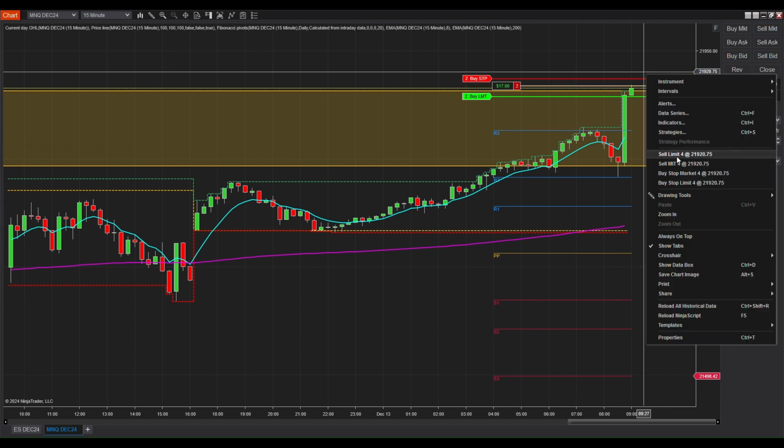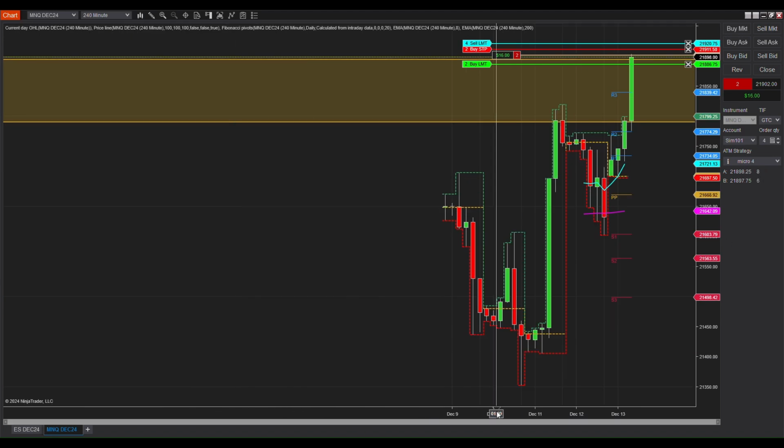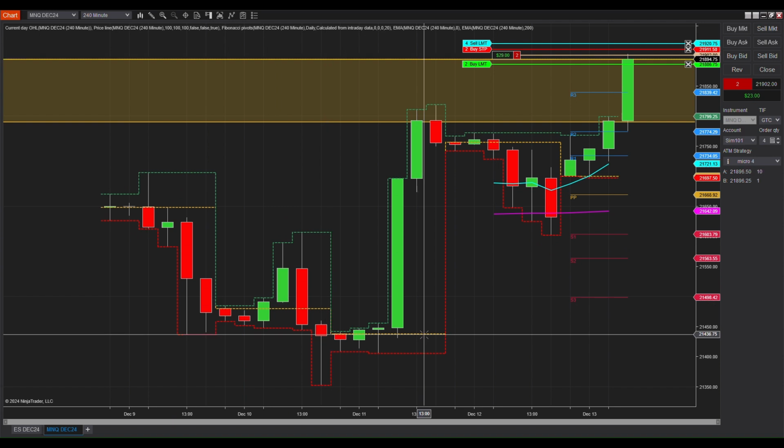So we're out of the 15-minute range. Order submitted. And you can see that move up. Let's go to the 4-hour chart. Look at that 4-hour chart. These are the moves. This is yesterday's.